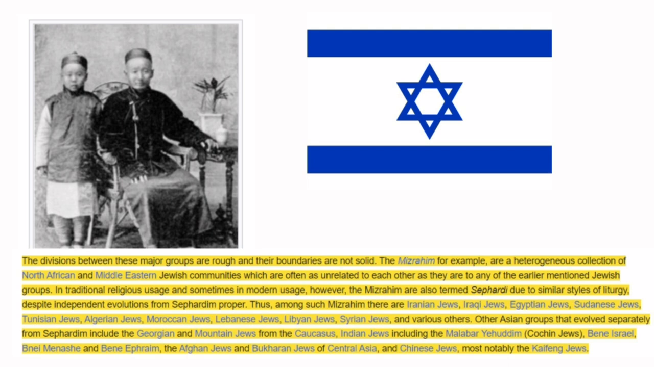Iranian Jews, Iraqi Jews, Egyptian Jews, Sudanese Jews, Tunisian Jews, Algerian Jews, Moroccan Jews, Lebanese Jews, Libyan Jews, Syrian Jews, and various others. Other Asian groups that evolved separately from Sephardim include the Georgian and mountain Jews from the Caucasus, Indian Jews, including the Malabar Yehudim, also called Cochin Jews, Bene Israel, Bene Manasseh, and Bene Ephraim, the Afghan Jews, and Bukharan Jews of Central Asia, and Chinese Jews, most notably the Kaifeng Jews.